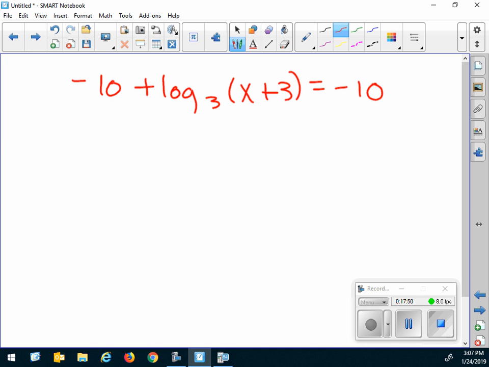Take a look at that. Why do I need to add 10 to both sides? So I get the log by itself. If I add 10 to both sides, I'm going to have log base 3 of x plus 3 equals 0, because we're going to rewrite this as an exponential: 3 to the 0 power. What's 3 to the 0 power? It has to equal x plus 3.